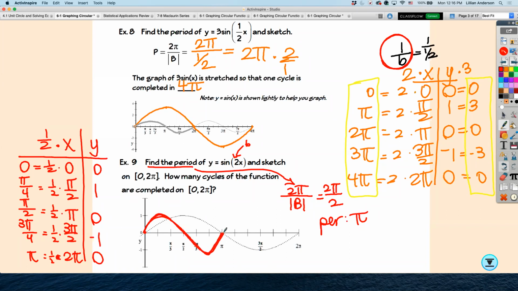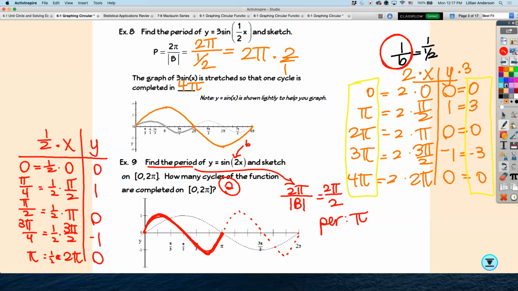And because sine, just like cosine, they're sinusoidal functions, they're going to repeat the same cycle over and over again. So when it says how many cycles of the function are completed on 0 to 2 pi, how many full cycles am I going to have at the end of 2 pi? How many full cycles will I have? Yeah, I'm going to have 2, because I have 1 right now that goes from 0 to pi. So I'm going to have another one that continues the same pattern from pi to 2 pi. So I have a total of 2 cycles.